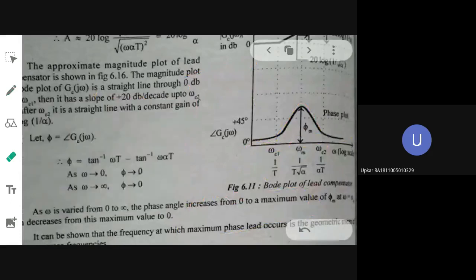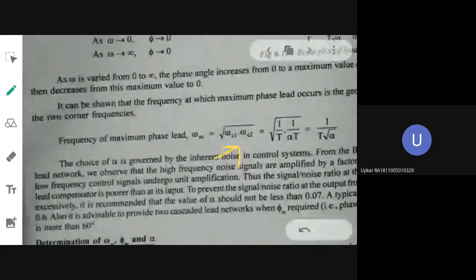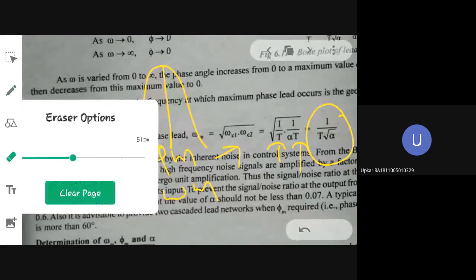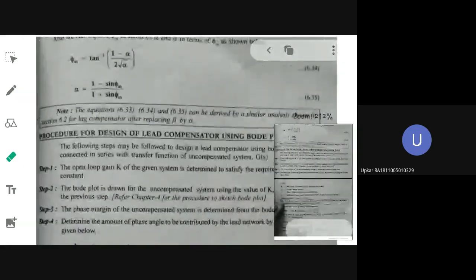I am substituting omega c1 as 1 by t and omega c2 as 1 by alpha t, and you will get the answer. So omega m is equal to 1 by t into square root of alpha. At that point only you are able to observe the phase lead. This is the phase lead that happens at omega m. Next, some more formulas I have to remember. One thing you have already derived is omega m. Two more formulas you have to know.